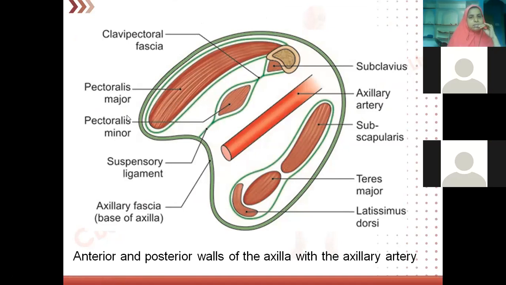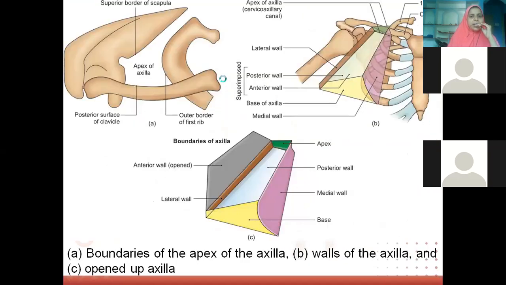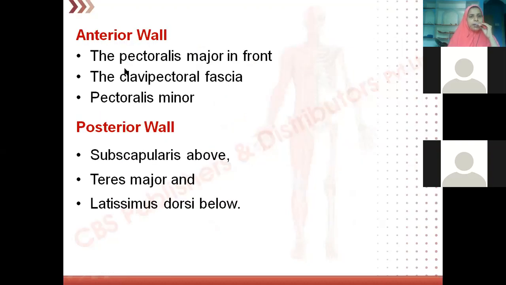So, what are the muscles we have in the pectoral region? The first muscle will be pectoralis major. Below we have pectoralis minor and subclavius. So that is forming the anterior boundary. Anterior wall: pectoralis major, then pectoralis minor, and clavipectoral fascia, which is splitting to enclose subclavius and pectoralis minor.